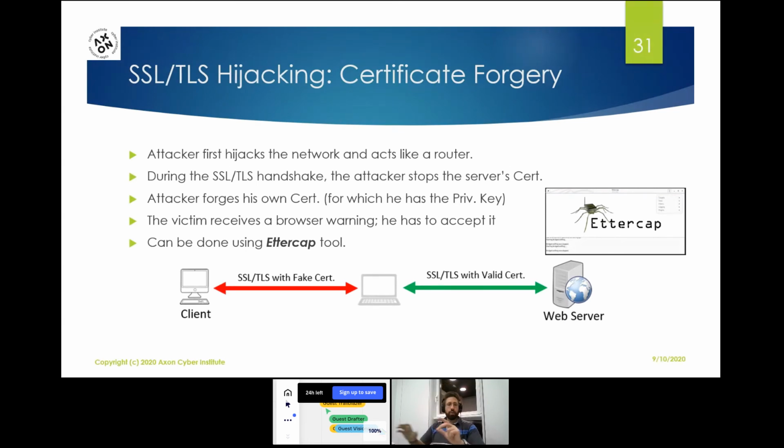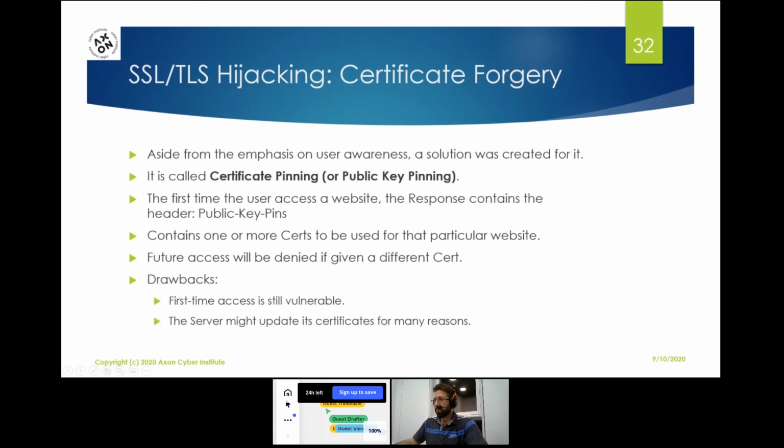Neither the server nor the client knows they are being hijacked. Both ends think they are still talking to each other directly, while the attacker is in between viewing everything. One tool that does this attack is called Ettercap. It comes in Kali, and it can achieve man in the middle, and it can forge a fake certificate, and then it does all of this routing and decrypting automatically for you, and then you will have access to the decrypted data.